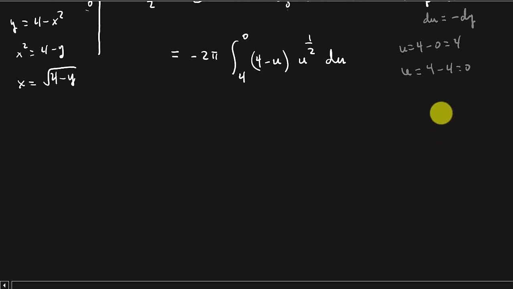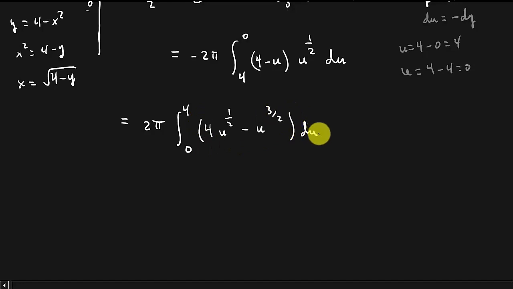Now, to integrate this thing, look what we got to do. We got to distribute that u to the 1/2. And so this is going to be 2 pi. Yes, I know I forgot the negative, but what I'm going to do is I'm going to swap these limits. I'm going to put the smaller limit on bottom. And remember, whenever you swap limits on an integral, it changes the sign in front, so it changes from a negative to a positive. And that's going to be 4u to the 1/2 minus u to the 3/2 times du.